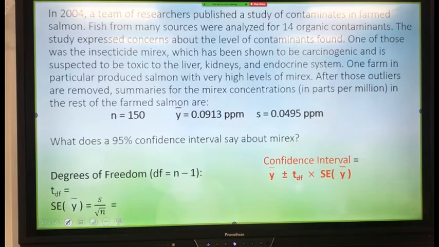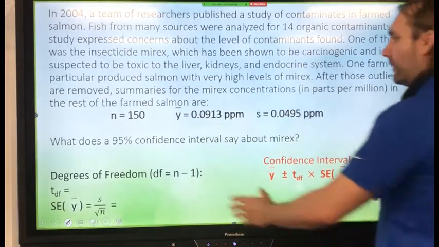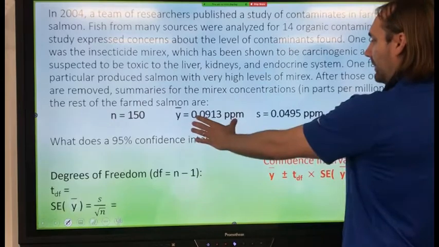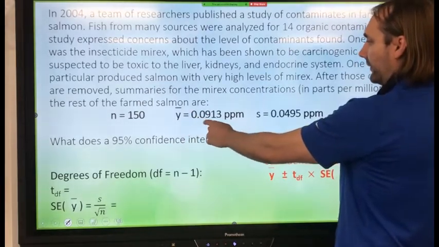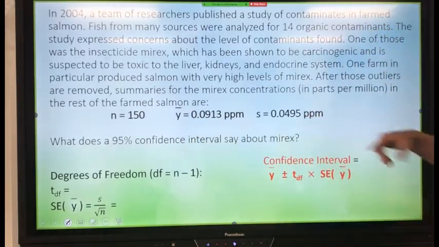After those outliers are removed, summaries for the Mirex concentrations in parts per million in the rest of the farm salmon are: my N value is 150, my mean is 0.0913, and my S value is 0.04595. What does a 95% confidence interval say about Mirex?